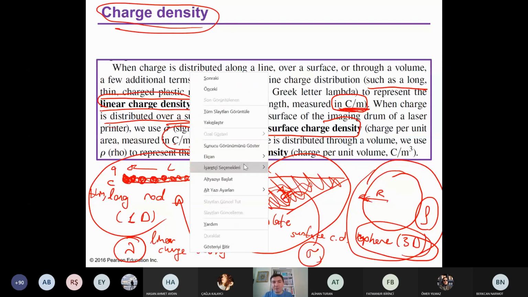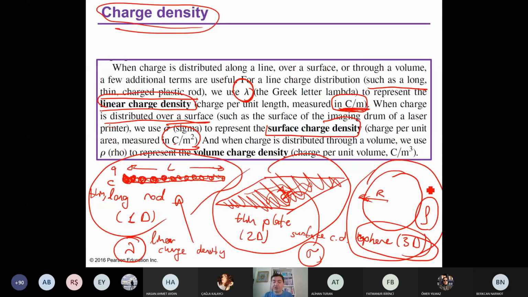So charge distribution, uniform charge distribution, non-uniform charge distribution in problems are very important terms, okay? You must be very careful. So we will mostly use these symbols and definitions in the problem solving of the questions within this chapter and also in the forthcoming chapters. Do you have any question related to these charge densities? Then let me continue with another example.